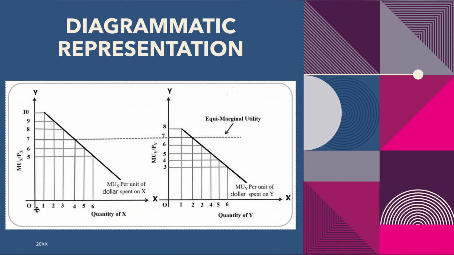Here, when the consumer is consuming 4 quantities of good X, this ratio for the consumer is 7. And when he is consuming 2 units of good Y, this ratio for the consumer is again 7. So for this consumer, the bundle of goods would be 4 units of good X and 2 units of good Y, and with this bundle the consumer would be maximizing his satisfaction and would be in equilibrium. So this is the law of equimarginal utility.